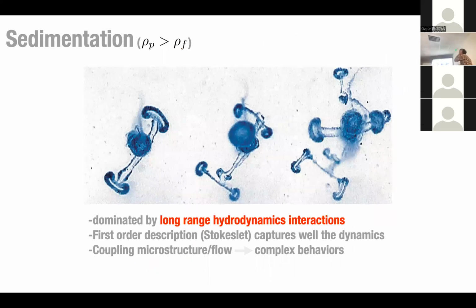All right. So this short first part on sedimentation was just to show you how, at low Reynolds number, sedimentation of grains in a fluid is dominated by this long-range hydrodynamic interaction, and how a first-order description of the fluid disturbance generated by the grain captures well the dynamics. And in sedimentation, what's interesting is that there is a permanent coupling between the microstructure, the position of the particles, and the flow, which, although all the equations are linear, leads to complex behaviors. So you can produce instabilities and complex patterns like this in the system, right?